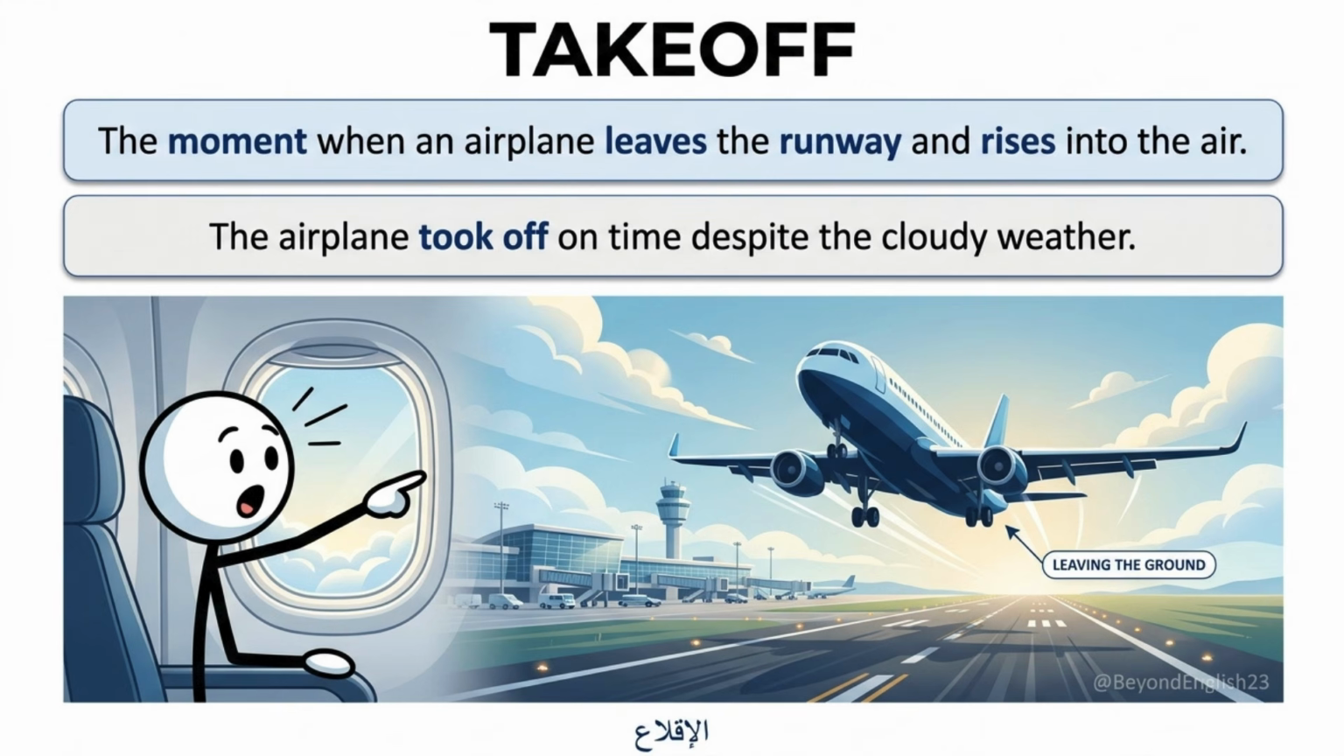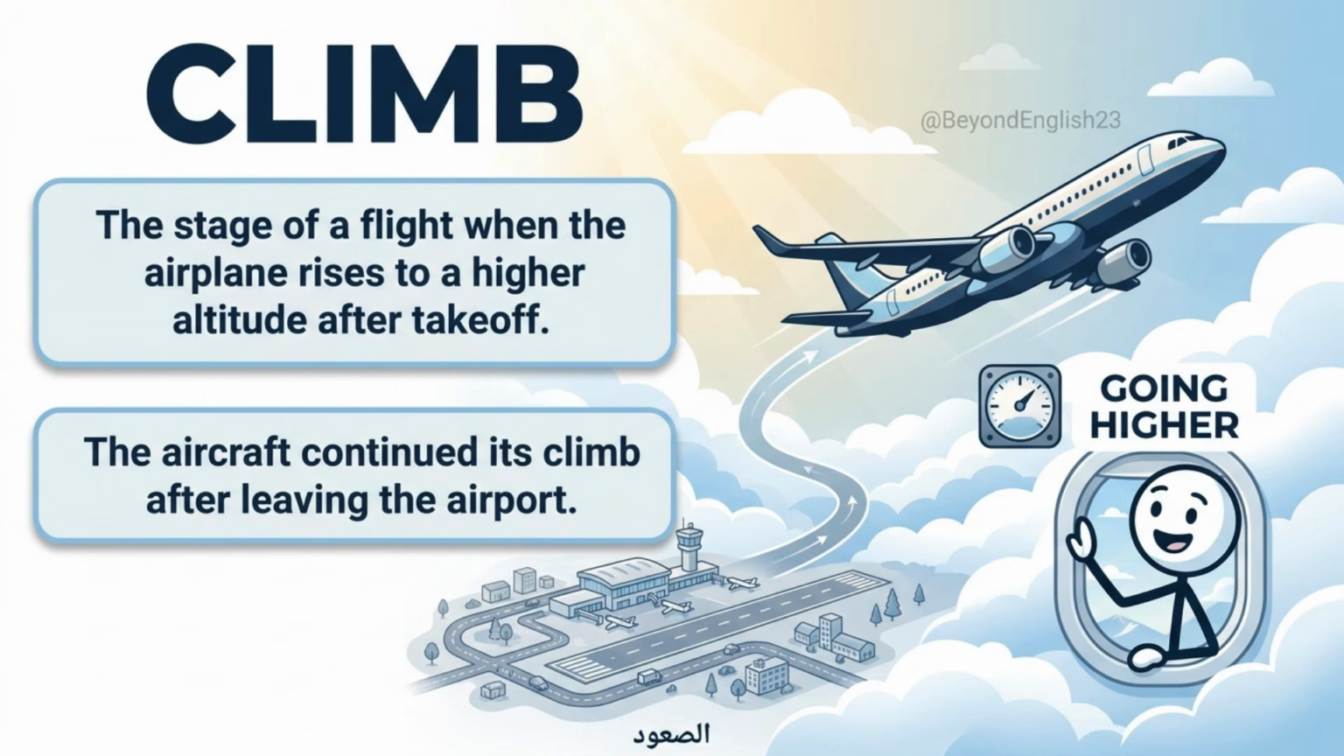Example, the airplane took off on time, despite the cloudy weather. 11. Climb. Climb is the stage of a flight, when the airplane rises to a higher altitude after takeoff. Example, the aircraft continued its climb after leaving the airport. Takeoff is the exact moment the airplane leaves the ground. Climb is the stage that follows, as the airplane continues flying higher.